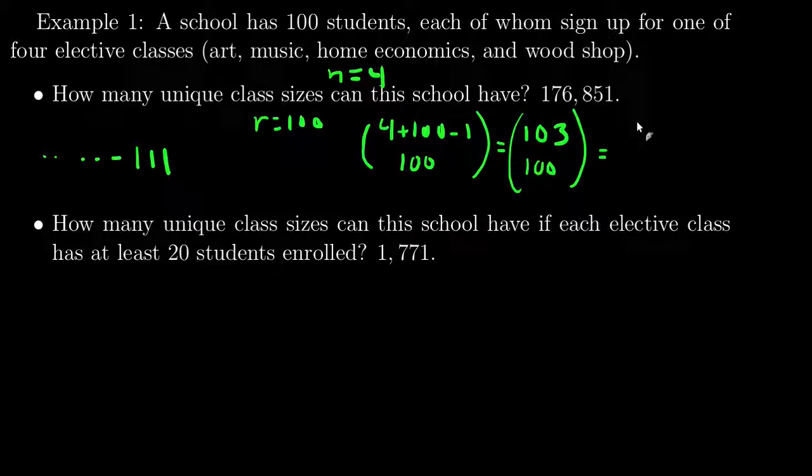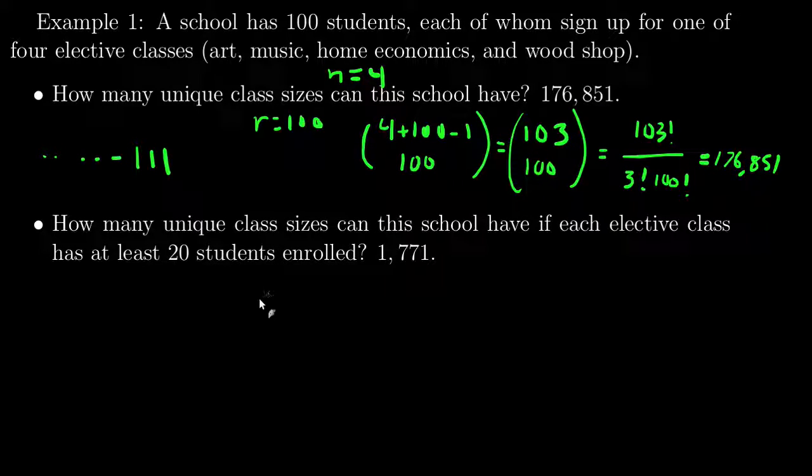Or you can look at it as 103 factorial over 3 factorial times 100 factorial, because I have 103 objects here, 100 students and 3 dividers. When I permute all of them, I divide by 3 factorial because that's the number of ways to permute 3 objects, and by 100 factorial because that's the number of ways to permute 100 objects. And when I do that calculation, I will get 176,851.